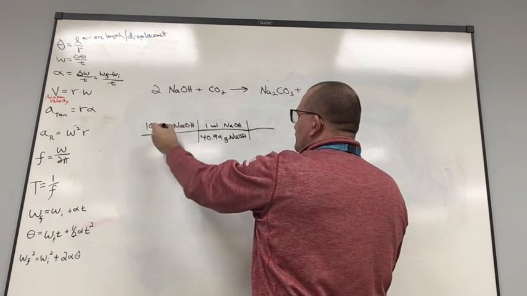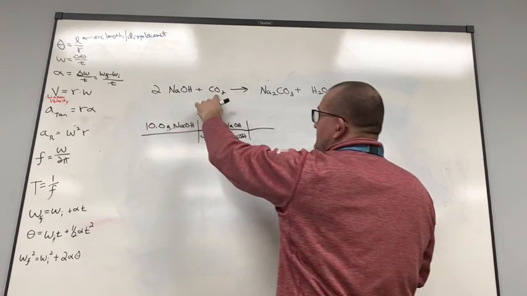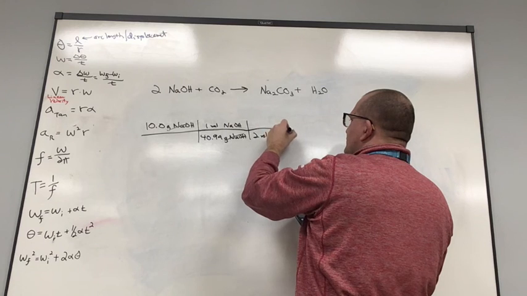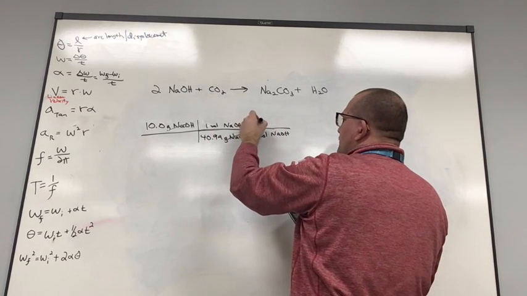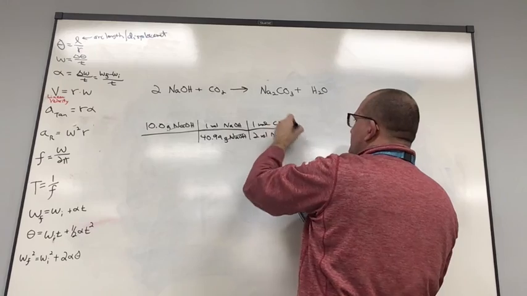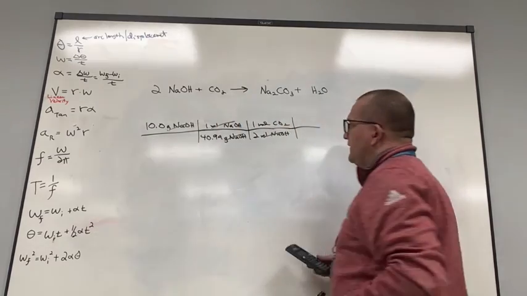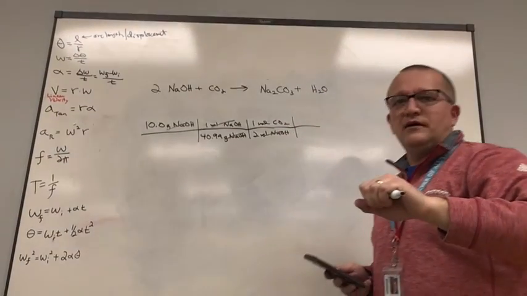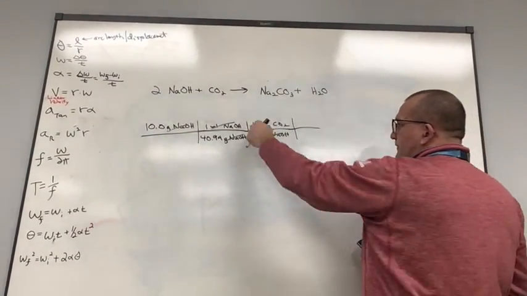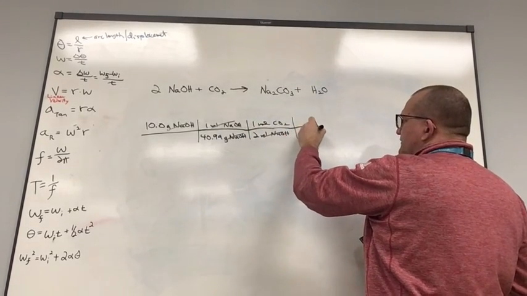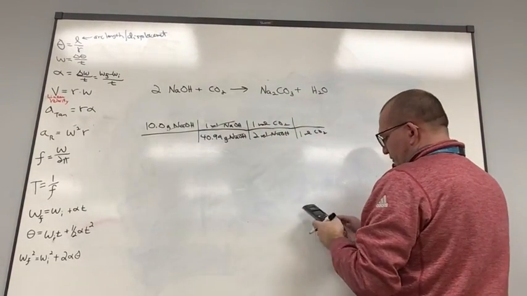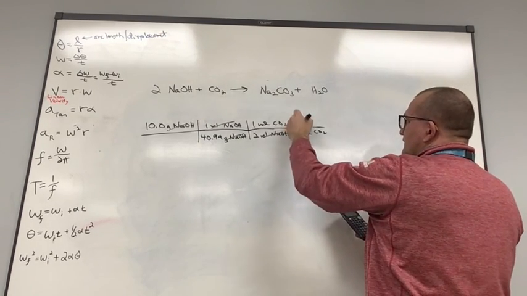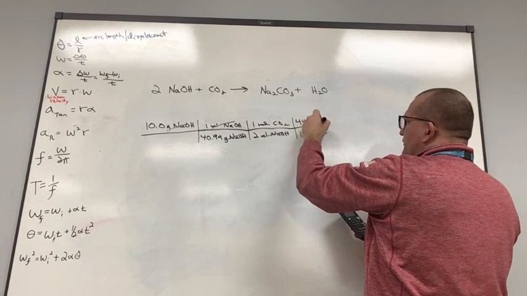Once I get the moles, now I can convert from NaOH to this. Remember, moles of where I start go on the bottom. 2 moles of NaOH. Moles of where I'm going go on top. 1 mole of CO2. So now I'm there. Now I want to go from moles of CO2 to grams of CO2. So as I see that, I know that for every 1 mole of CO2, I have what mass of CO2? Well, 12.01 plus 32 gives me 44.01 grams of CO2.